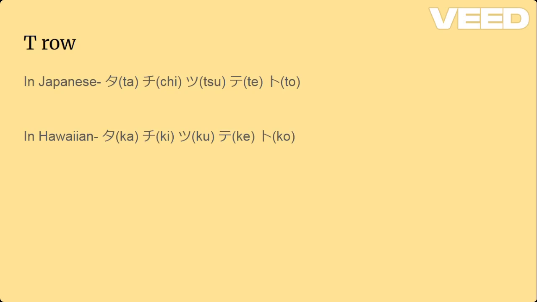Now, of course, you're probably wondering, since I used the ka row to represent the glottal stop in Hawaiian, what would I use for the ka sound in Hawaiian, which it is present in, and I decided to use the ta row. In Japanese, of course, that represents the T sound, except for the i and u syllables, those are chi and tsu.